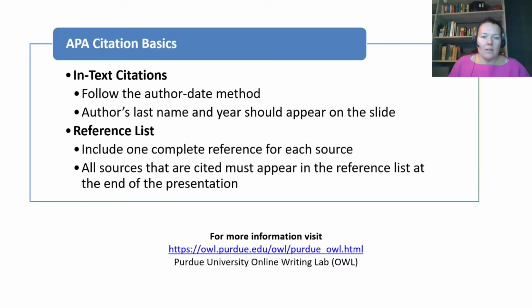And here we are. So as far as the APA style guide goes, there's a couple things that you need to be thinking about. The first one is in-text citations, and the second one is your reference list. In-text citations should appear throughout your paper, for example, but in this case should appear throughout your slideshow where relevant. And for APA, you follow something called the author date method. So we'll look at that in a minute.